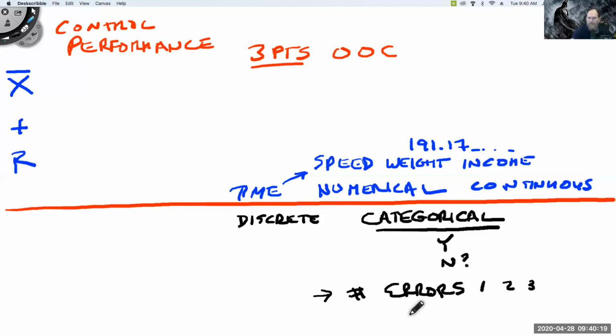Another common example when we're talking about controlling performance is the number of complaints that we might get, especially if we're running kind of a service industry. Did you get a complaint today? Yes, I did. That kind of thing. So I might get one complaint, I might get two, I might get three, etc. Okay. So think about categorical variables. It's very much of a yes or no type of question.